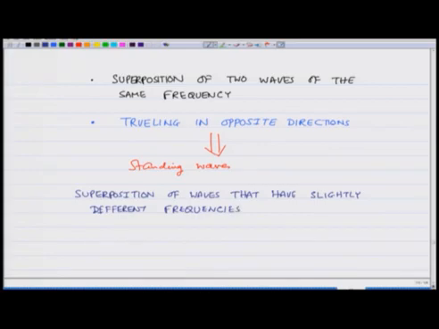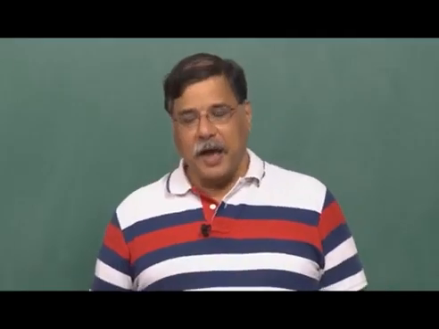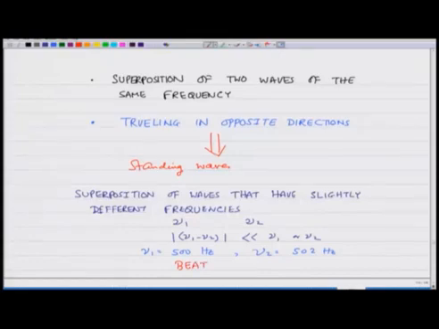What we mean by that is, suppose one frequency is nu 1, the other frequency is nu 2, then the magnitude of nu 1 minus nu 2 is much less than either nu 1 or nu 2. For example, I could have nu 1 equals 500 hertz and nu 2 equals 502 hertz. So, the difference is really small. What happens in that case? That case gives rise to something called the beat phenomena. And I would like to discuss that.